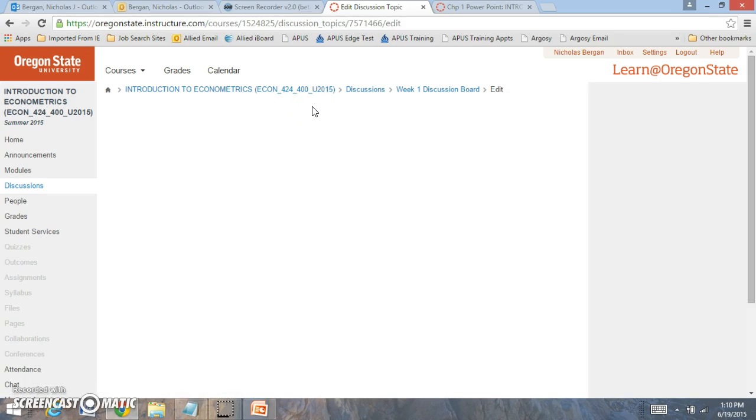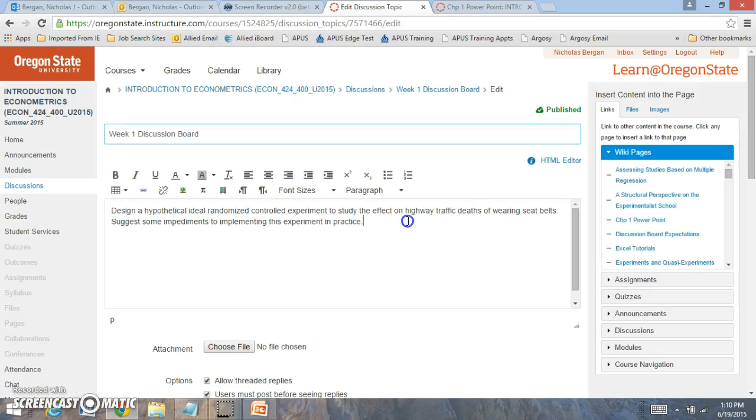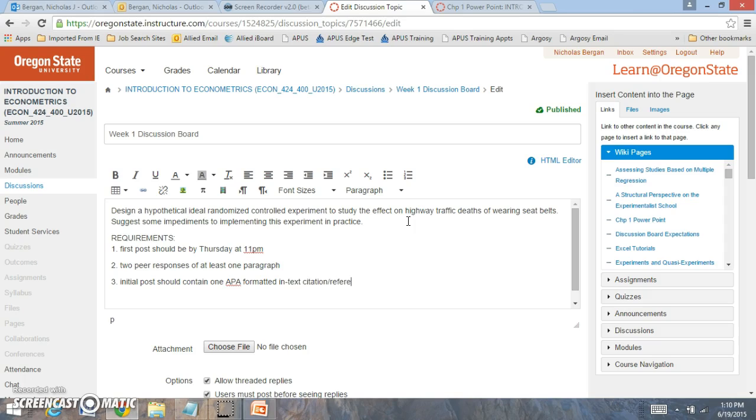With the discussion board, let me put in the requirements here to help you out. And I wanted to type it out with you. So the requirements for the discussion board. First post should be by Thursday at 11 p.m. 2 peer responses of at least 1 paragraph. I should say, initial post should contain 1 APA formatted in-text citation and reference.